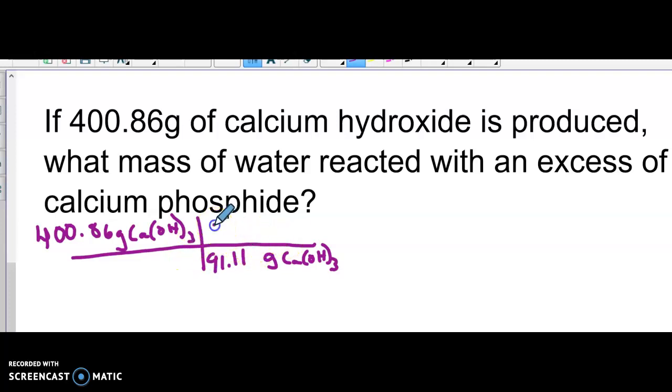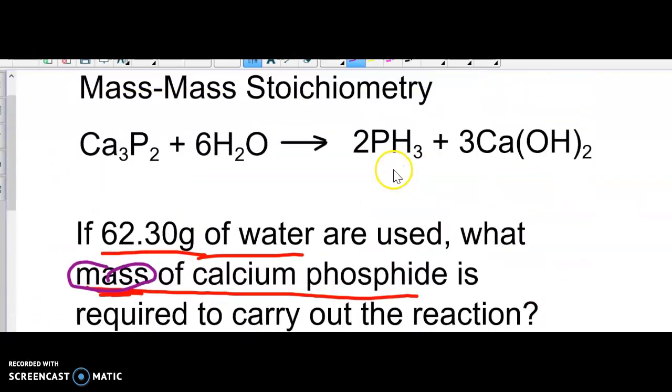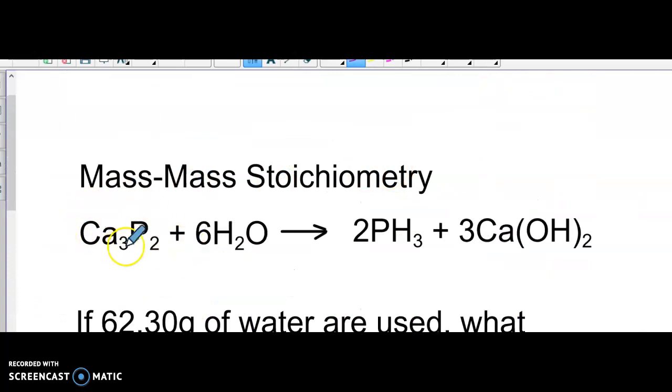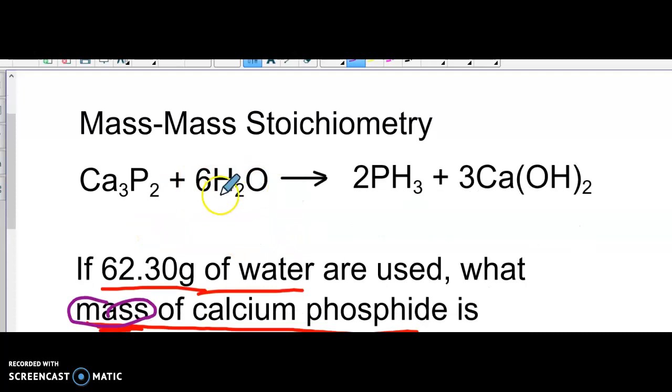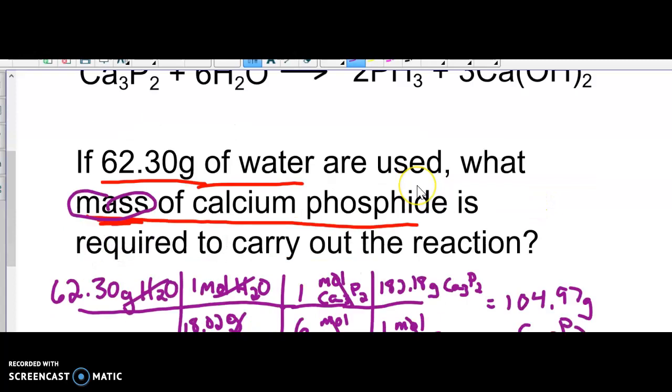Okay, and we know that's how many grams are in 1 mole of Ca(OH)2. So let's see what it's asking for. Basically, in the long run, it wants what mass of water. And this is what mass of water reacted with an excess of calcium phosphide. What that means is that we had plenty of calcium phosphide, so we don't need to worry about it. We'll get into why that's important when we do limiting reactants. So really it's saying how much water did we have to use to get the amount of calcium hydroxide that they told us we got.